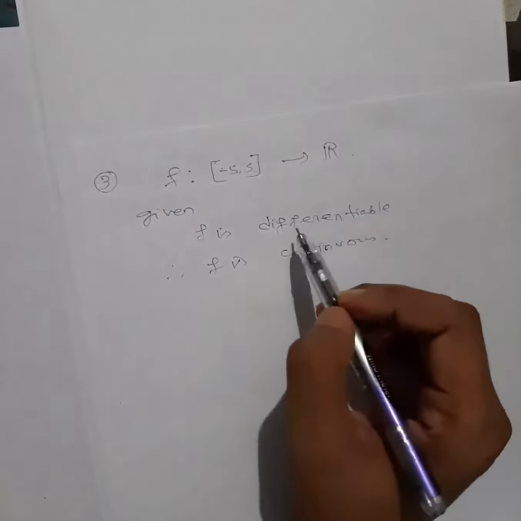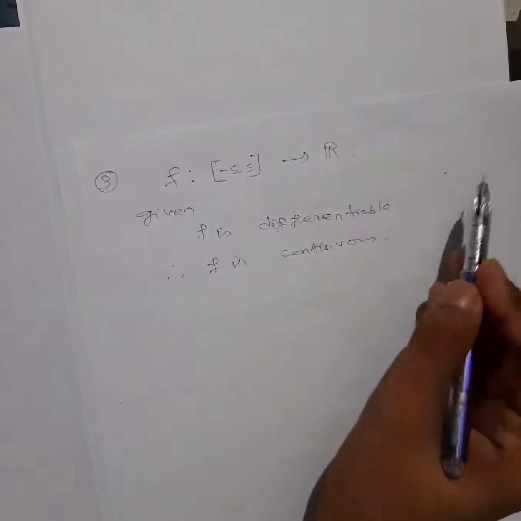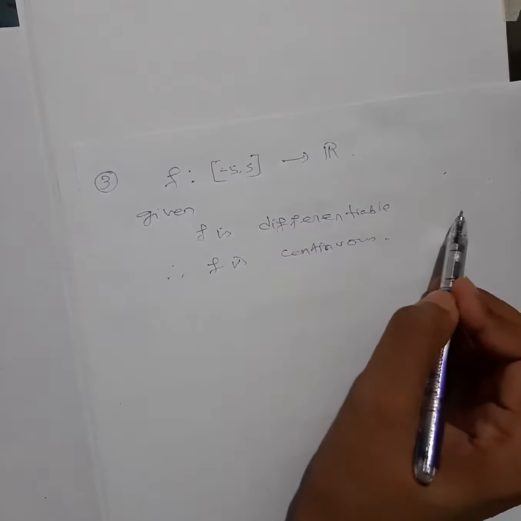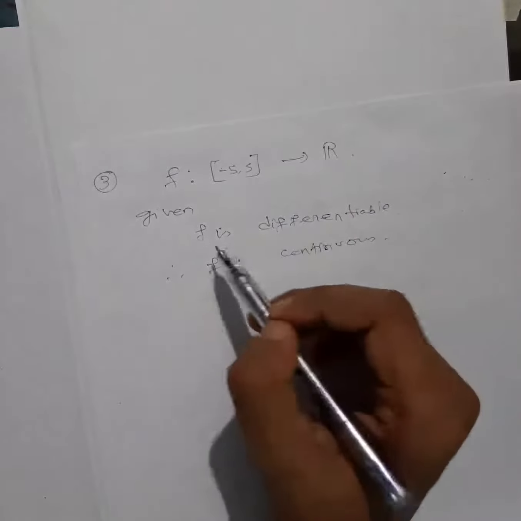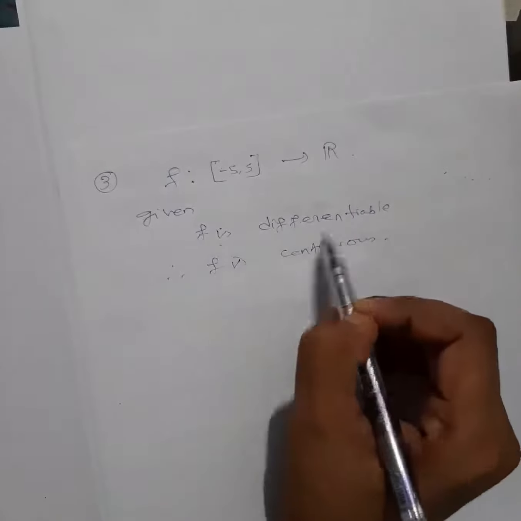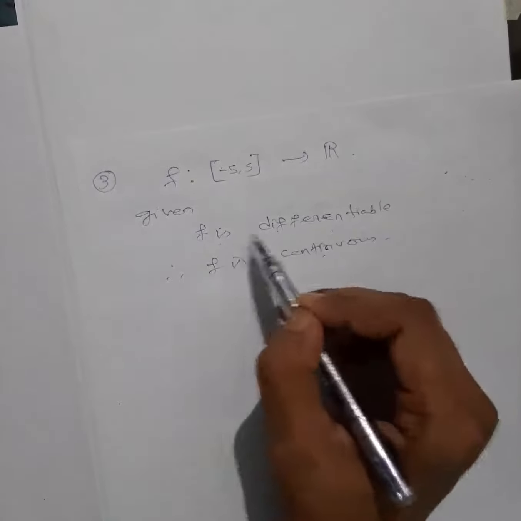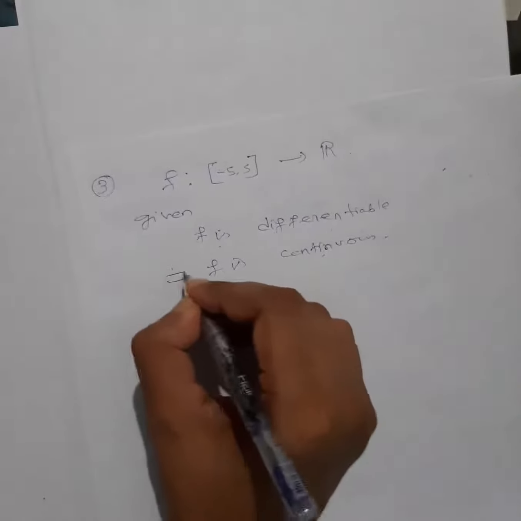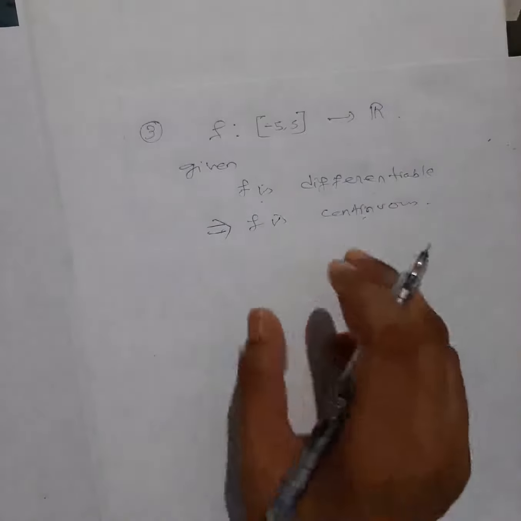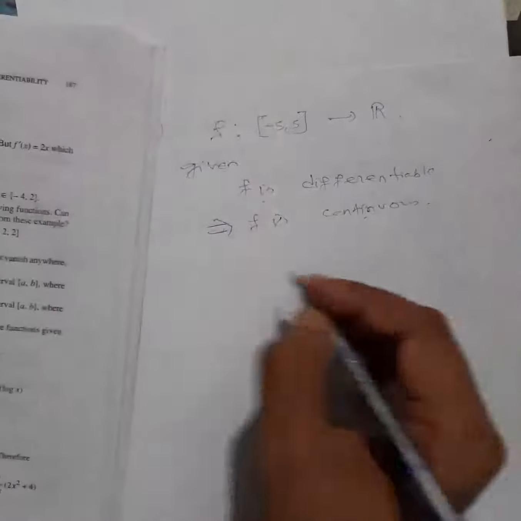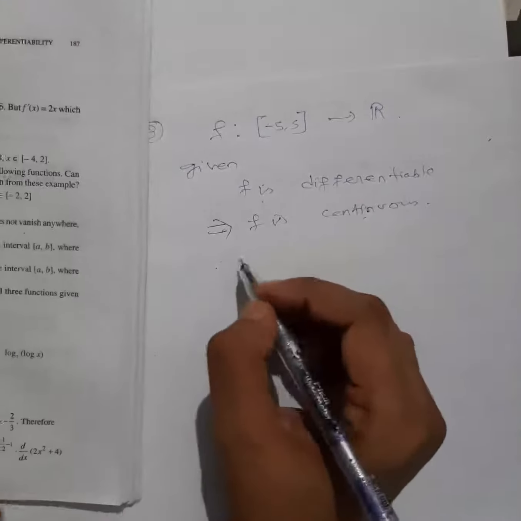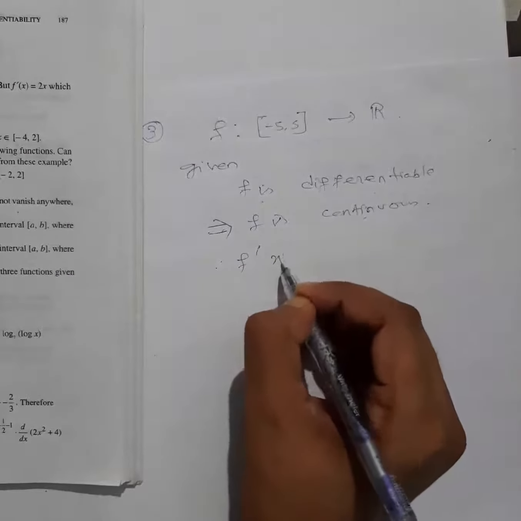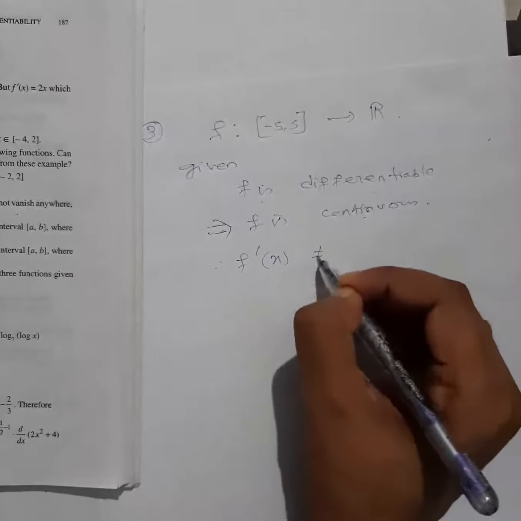Last time I told you, if a function is differentiable, it is continuous also, but if it is continuous, it may not be differentiable. Okay, the converse is not true here. So if f is differentiable, it will always be continuous. So f is differentiable implies f is continuous. Now f is differentiable and continuous, but they have said f dash x is not equal to 0.